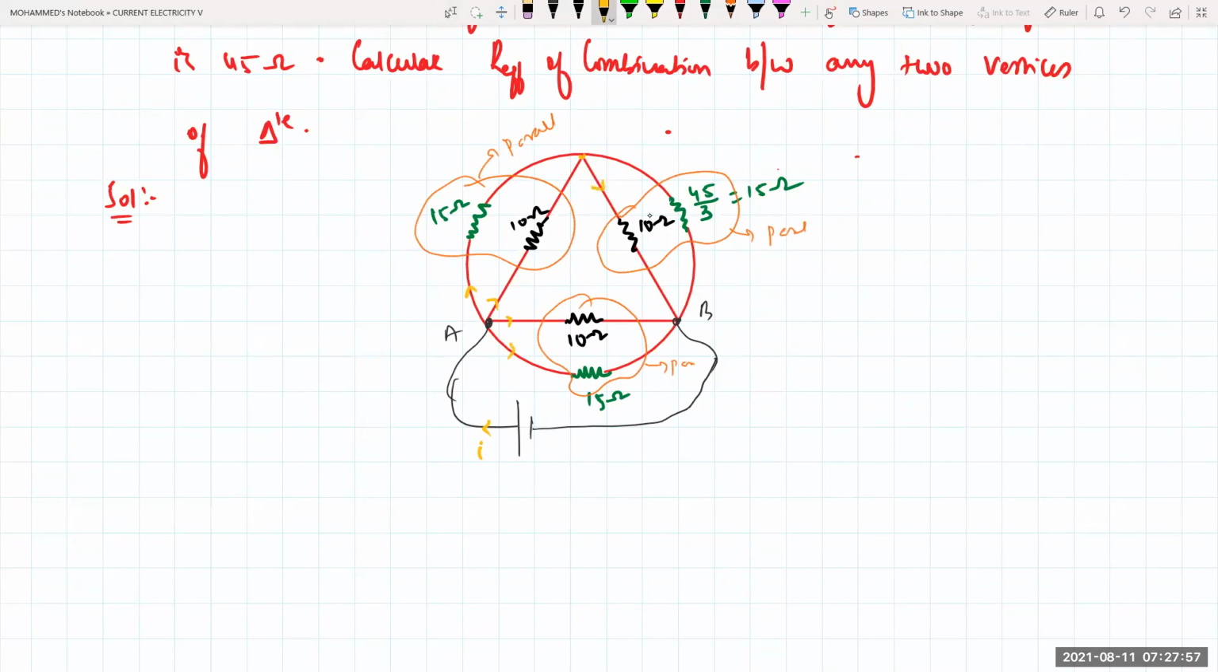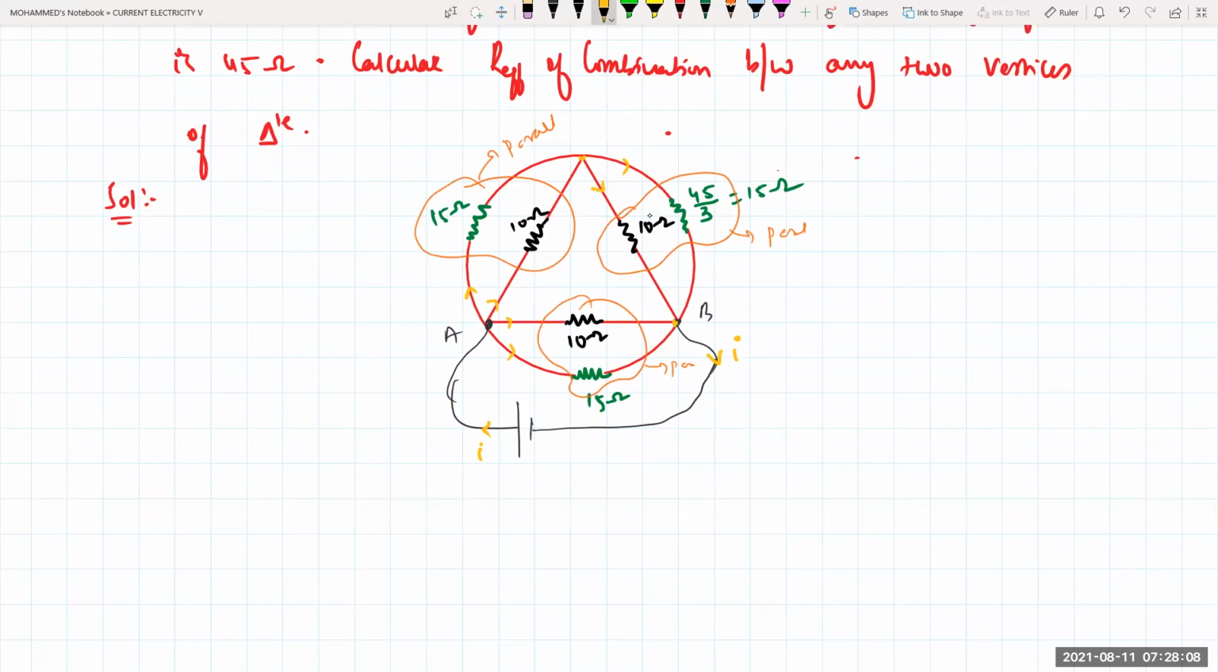Again, they meet here right now. Again, these two here, right? These two are in parallel. And finally, this current will come here and these two currents will come here. The final current will be coming in the outlet. So 15 and 10 are in parallel. How much am I getting for that one? So 15 into 10 divided by 15 plus 10.